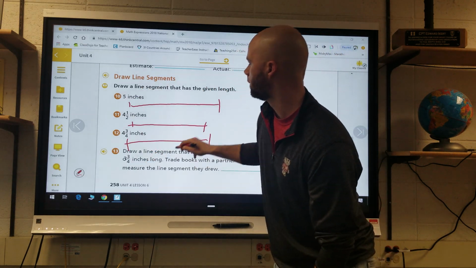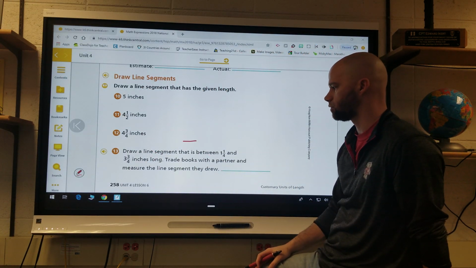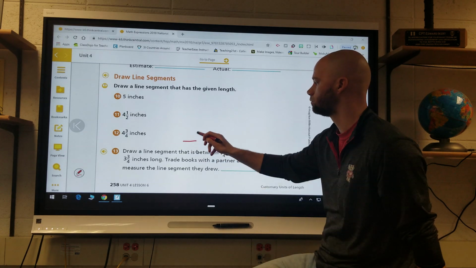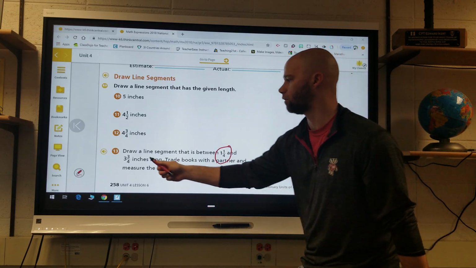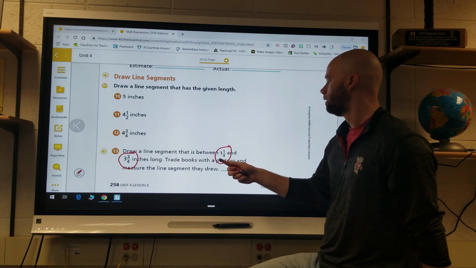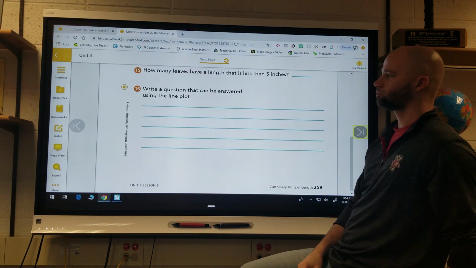Okay. And then the last one, draw a line segment that is between 1 1/4 and 3 3/4 inches long. Again, trade books with a partner and measure the line segment they drew. Okay, so you can just draw that right down there. It just has to be between 1 1/4 and 3 3/4 inches long. Okay. So check with a partner on that one, and then let's move on.